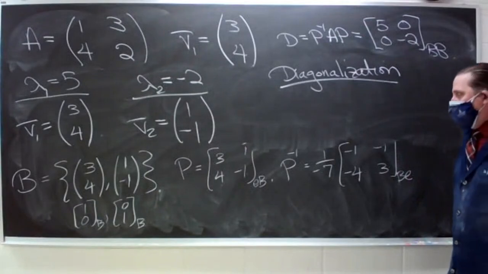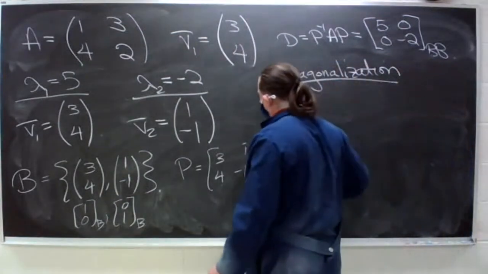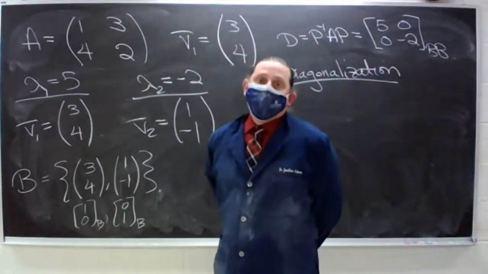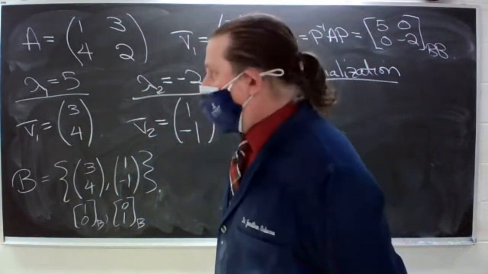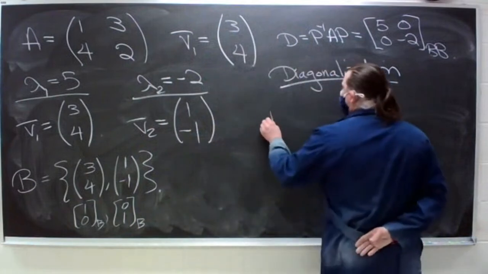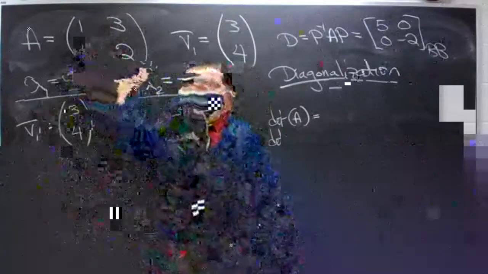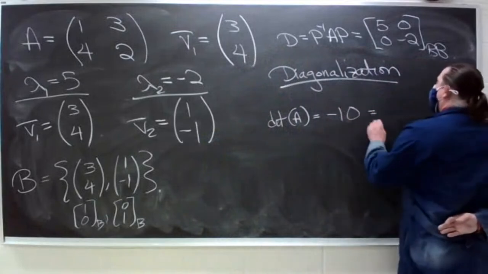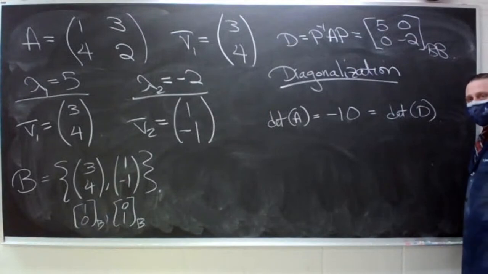Now, there are 2 invariants for similarity transformations that we discussed: the determinant and the trace. So let's check. The determinant of matrix A is 2 minus 12, which is 10. And that's also the determinant of matrix D, 5 times -2.